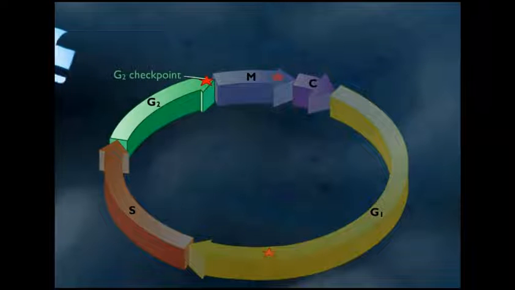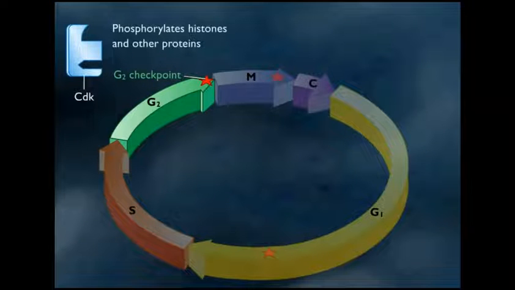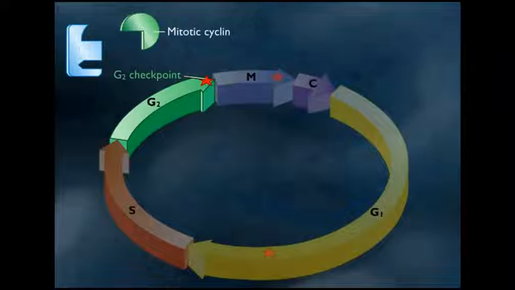At the G2 checkpoint, cyclin-dependent kinases, CDKs, phosphorylate histones and proteins that carry the cycle past the checkpoint into mitosis. During G2, the cell gradually accumulates G2 cyclin, also called mitotic cyclin.